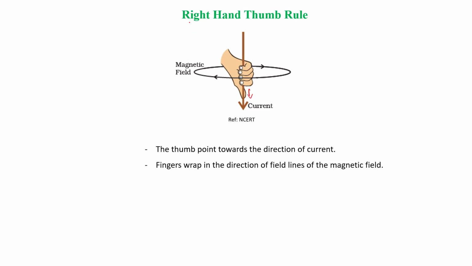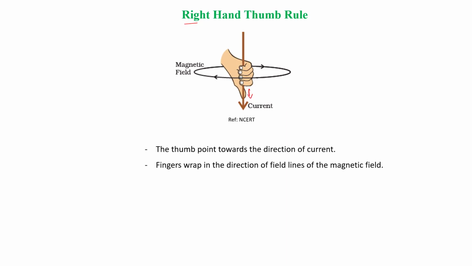So here we have the right hand thumb rule. Later, when you see electricity in detail, we have the right hand Fleming rule, left hand Fleming rule, and we have the right hand thumb rule and left hand thumb rule. Here the right hand thumb rule is applicable to find the magnetic field lines. If by mistake I have said left hand somewhere, I'm sorry for that. Here we are only concentrating on the right hand thumb rule.